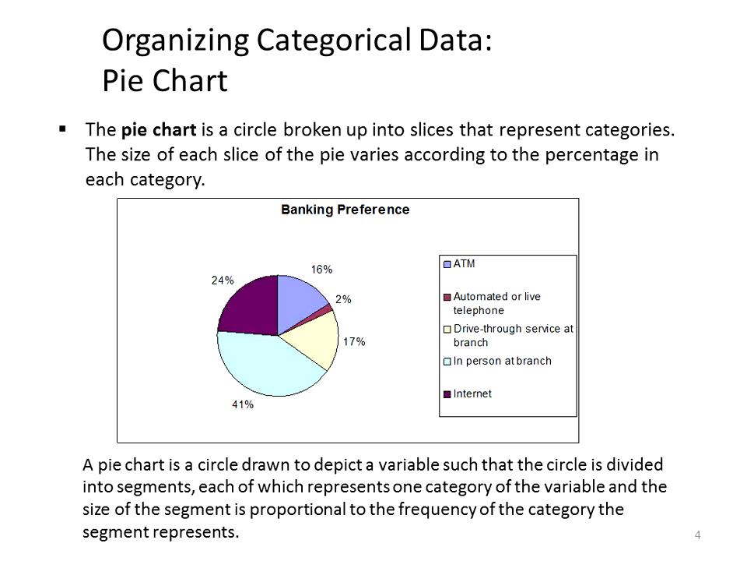Now a pie chart is a circle that has segments, that we may say slices, that present categories, and each of these segments of the pie chart varies according to the percentage of each category. So a pie chart is a circle drawn to depict a variable, where the circle is divided into segments, each of which represents one category of the variable, and the size of the segment is proportional to the frequency of the category the segment represents.